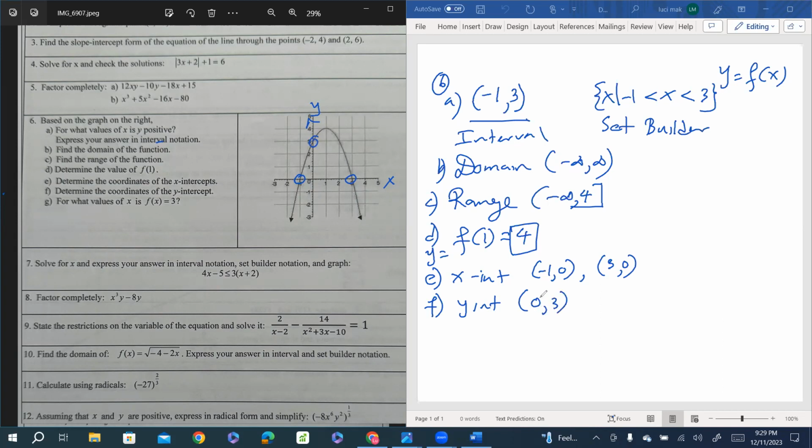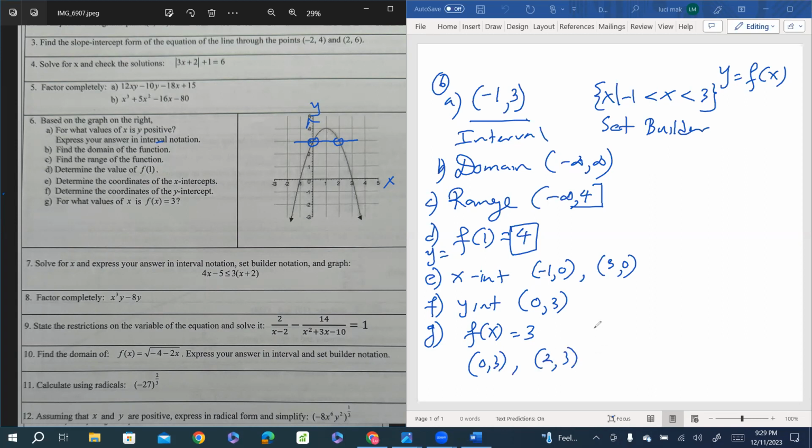Okay. I think the last part. So they're asking what's the x value such that f of x is 3. That means the y value is 3. They want us to find the x value. So when you go to y value is 3, it is this line. So we have two points that have y value 3. One is (0, 3). The other one is (2, 3).